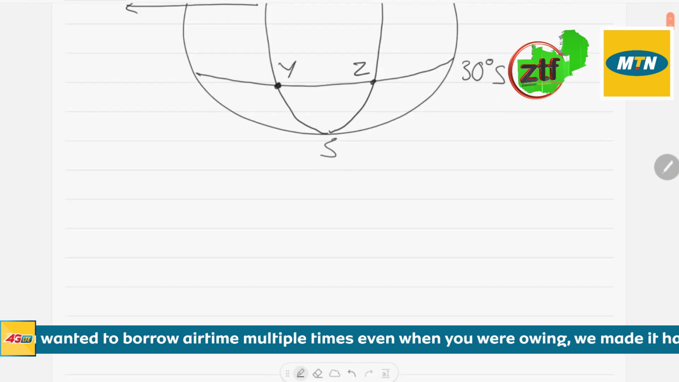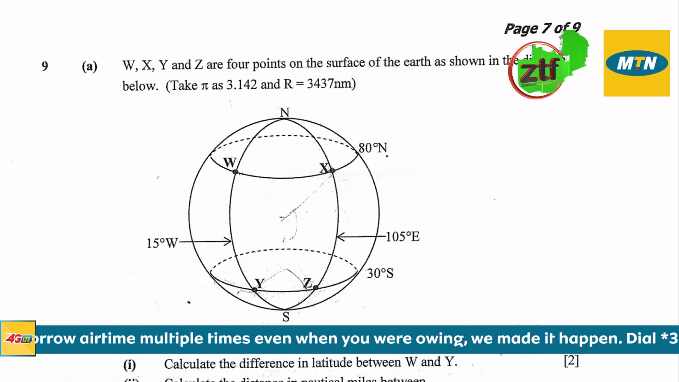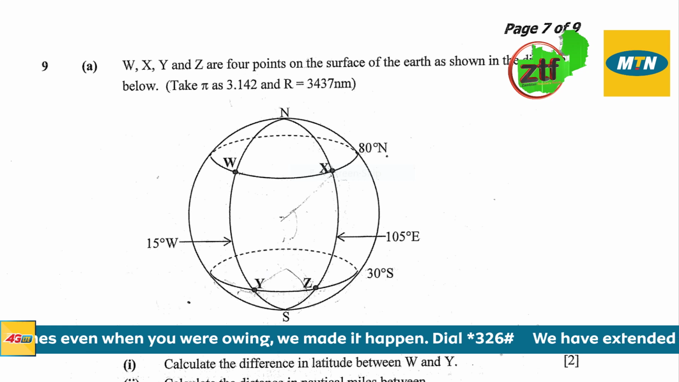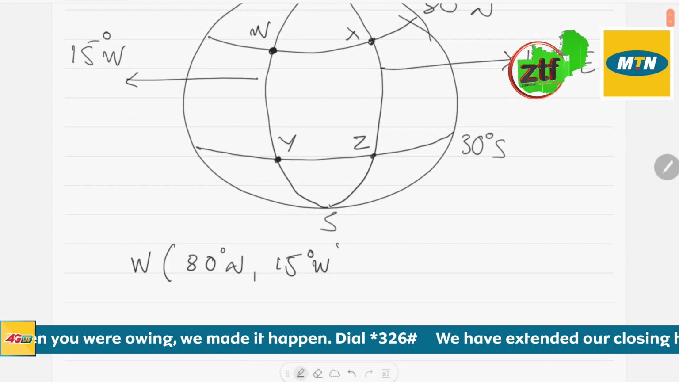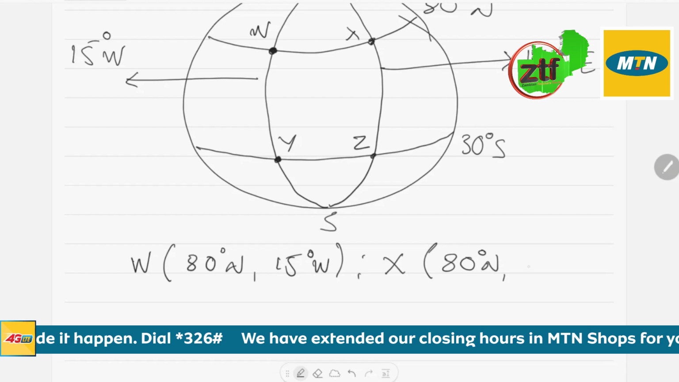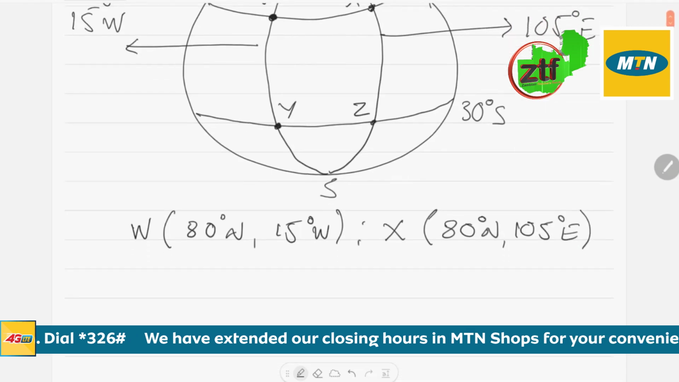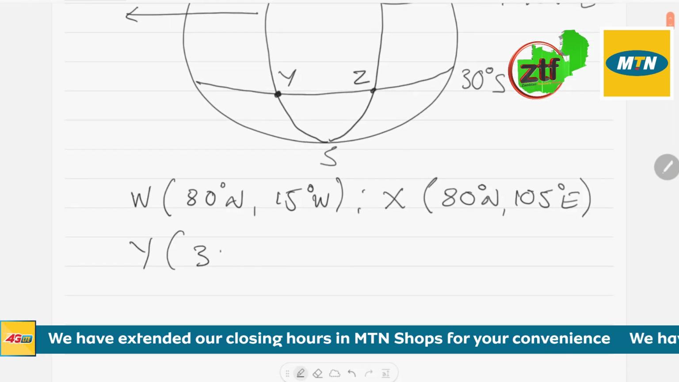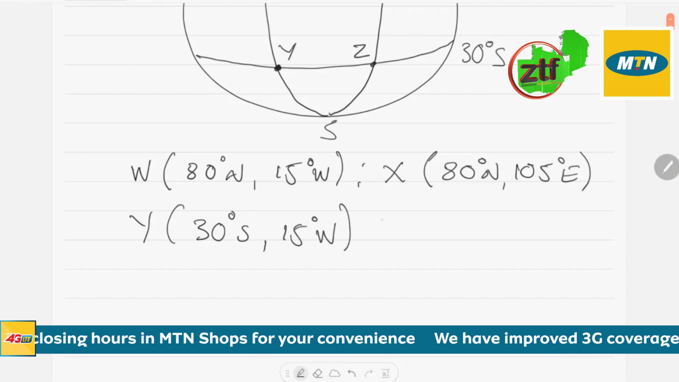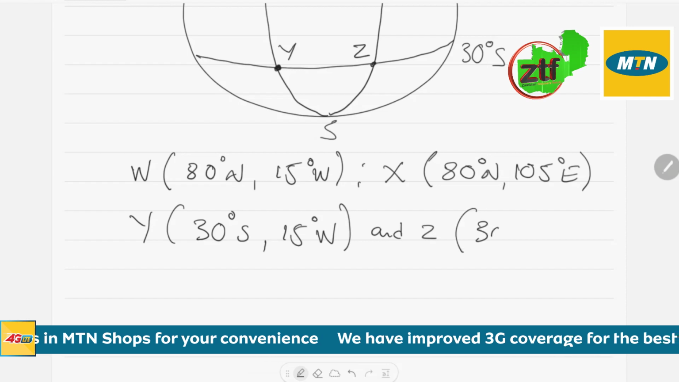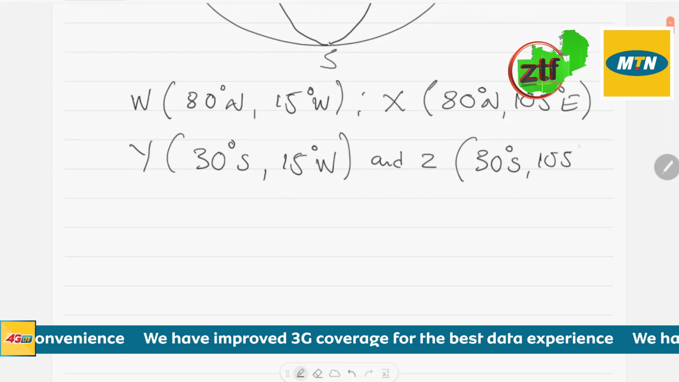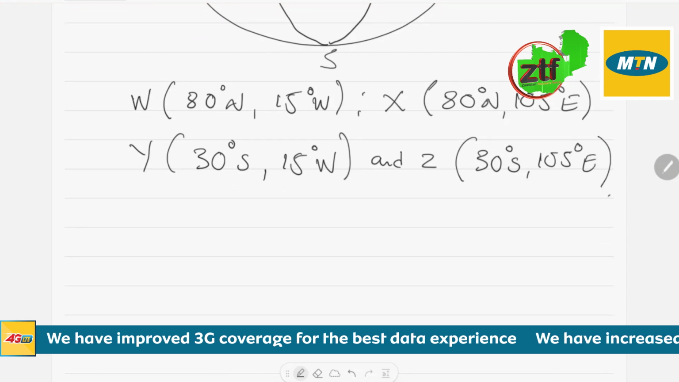Point W is on latitude 80 degrees north and longitude 15 degrees west. Point X is 80 degrees north and 105 degrees east. Point Y is 30 degrees south and on longitude 15 degrees west. And our last point Z is on latitude 30 degrees south and longitude 105 degrees east.